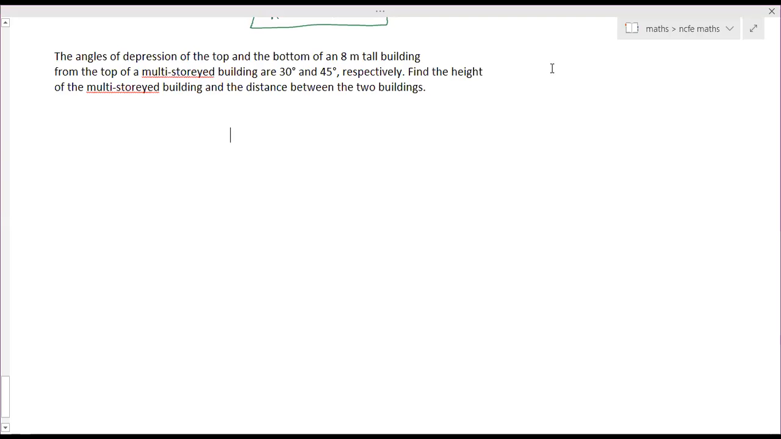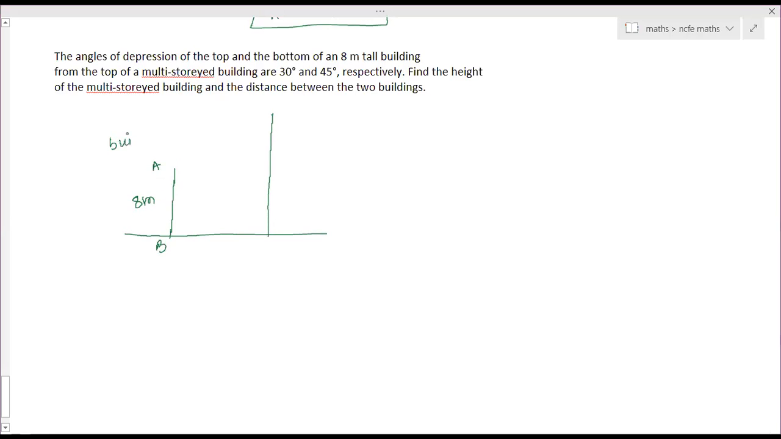So what they have given is the angle of depression of the top and bottom. Depression means both the top and bottom of that building are at a lower level than the multi-story building. This is the ground level. This is a building, and the multi-story building is much higher, because the top of this building is also at an angle of depression. Depression means a person has to look downwards to see the top of that building. This is an 8-meter tall building. We are considering AB as the tall building.